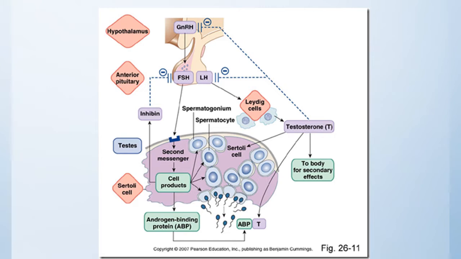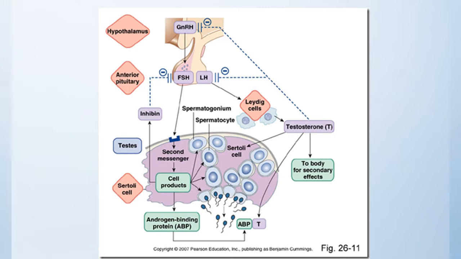Similarly with the female, you have GnRH, gonadotropin releasing hormone, and they influence the secretion of FSH and LH. FSH is follicle stimulating hormone, and LH is luteinizing hormone. FSH stimulates the production of androgen binding protein, ABP, and it also enhances Sertoli cells to help in spermatogenesis.